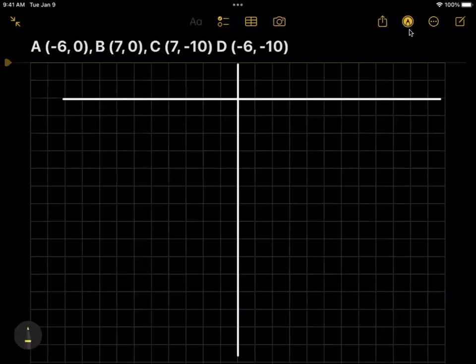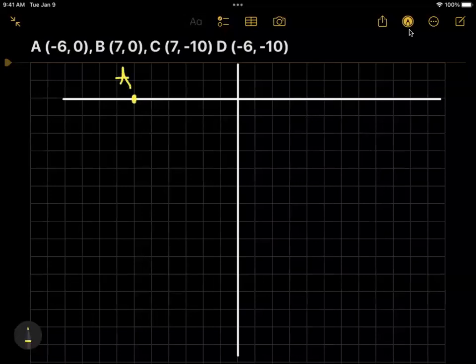Point A is -6, 0. That means from the origin, or where the two axes cross, I would go back 6 to the left. 1, 2, 3, 4, 5, 6, and I'd end up right about here. Now from here, I would not go either up or down because it's at 0. That means the y-coordinate for this point is 0. So I'm going to leave it right there and label it A.